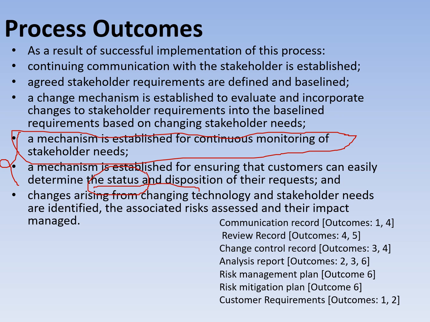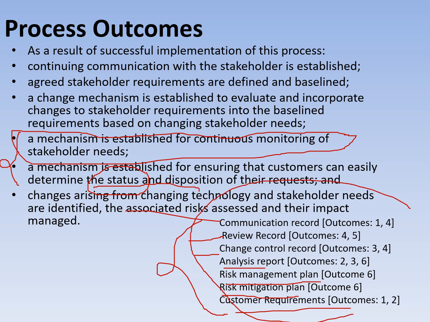So just to summarize, what are all the end process outcomes? One is communication record, review record, change control record, analysis report, risk management plan, risk mitigation plan, and of course customer requirements. All these are the final output of SIS1. You don't go to SIS2 unless all these documents, all these work products, are clearly outlined.